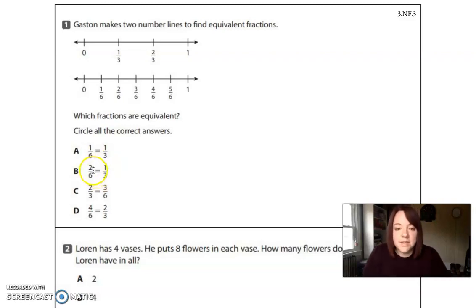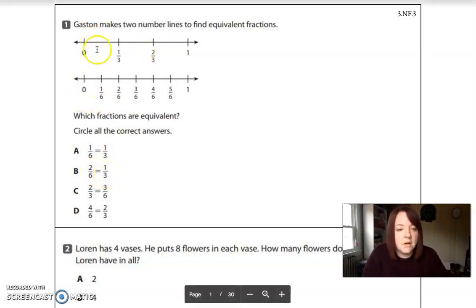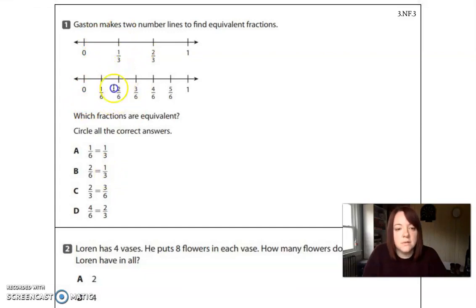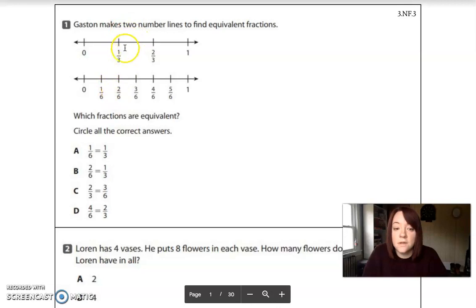B. 2/6 equals 1/3. Maybe. Let's look. 0, 1/6, 2/6. Oh, it does equal 1/3. So there's one of our answers. So let's circle B.